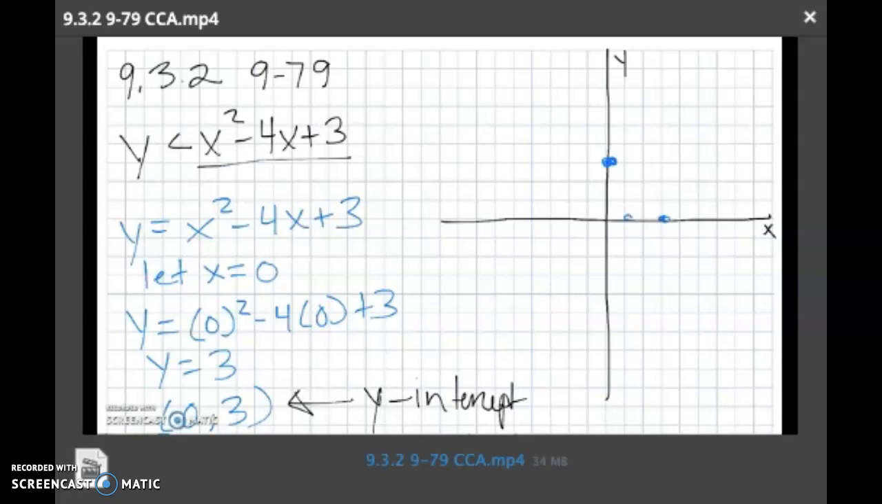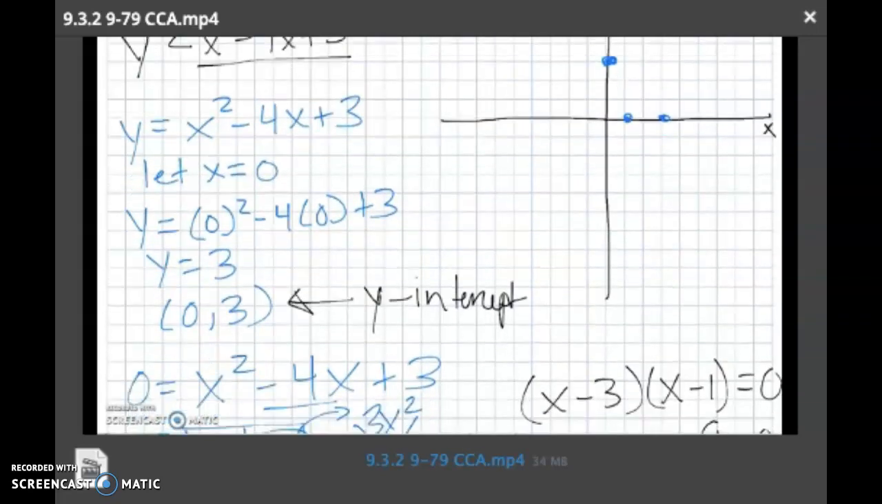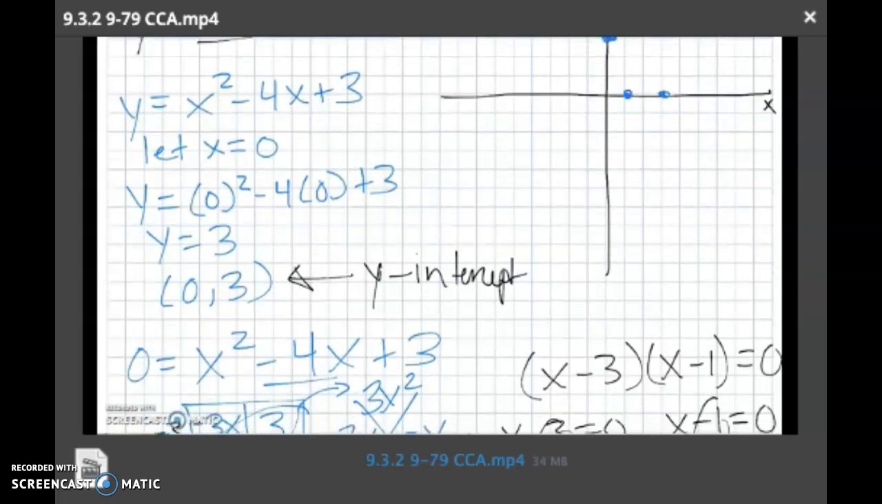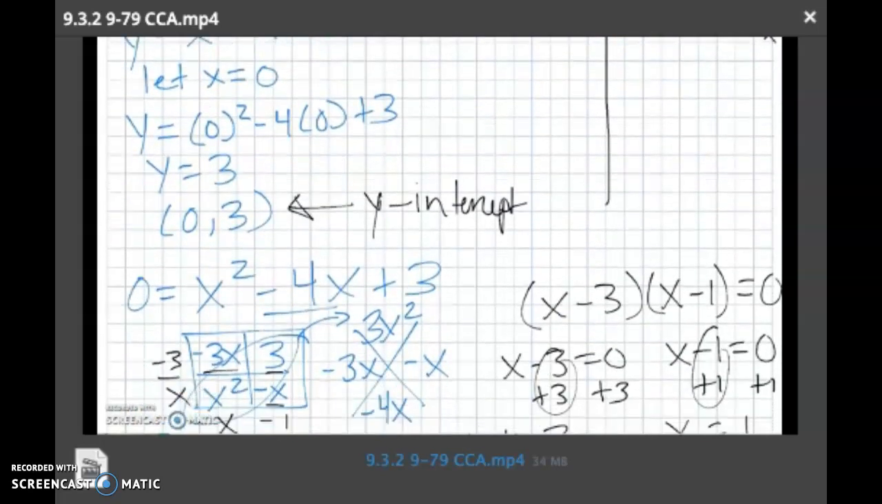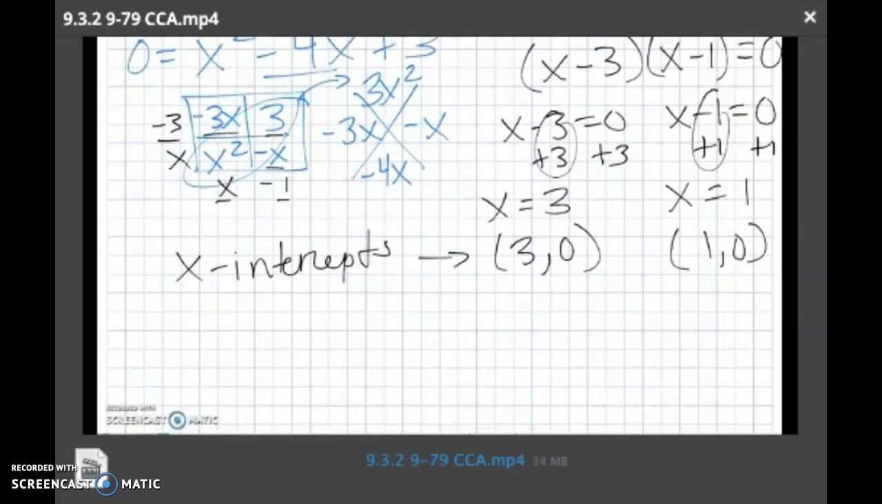Okay. And then I need to figure out where my vertex is at. These are pretty easy numbers, and you could probably work your way to the point right in between 1 and 3 and figure out the x-coordinate of your vertex. But if these were not nice numbers and I couldn't just do that, to find my vertex, go down here.